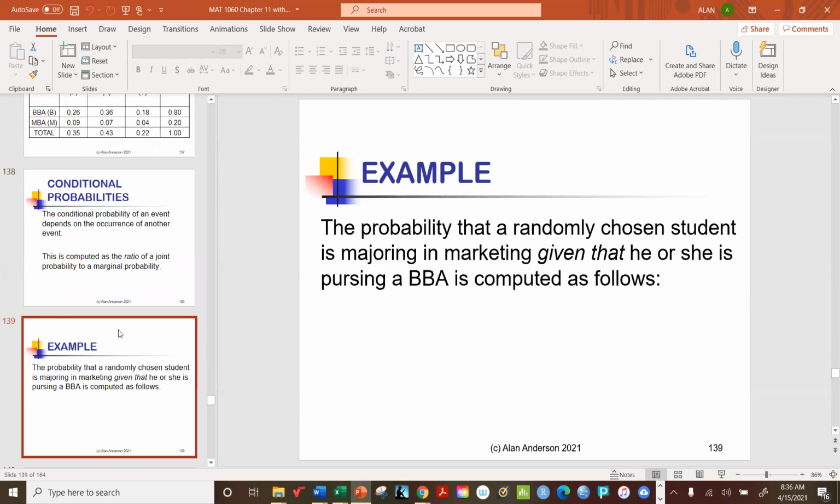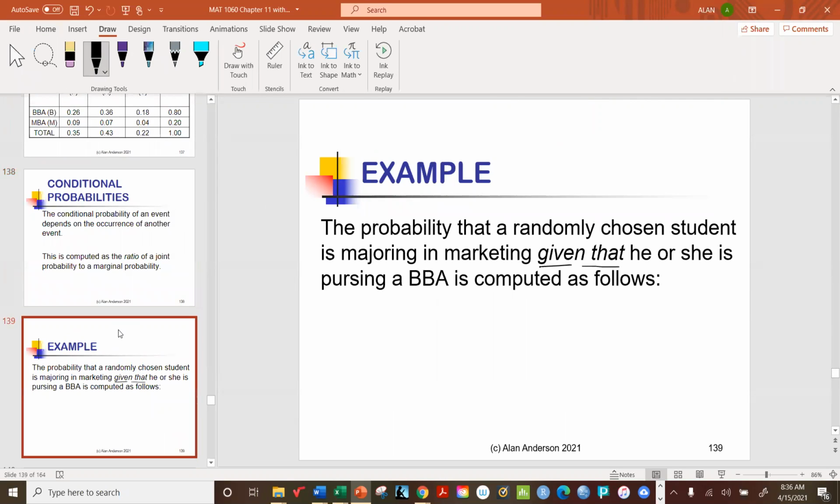The probability that a randomly chosen student is majoring in marketing, which we've already done, but all of a sudden there's this new piece of information: given that he or she is pursuing a bachelor's degree. So what this means is that we know that the student is getting a bachelor's degree. That's already been established. Okay, so we know that the student is getting the bachelor's degree.